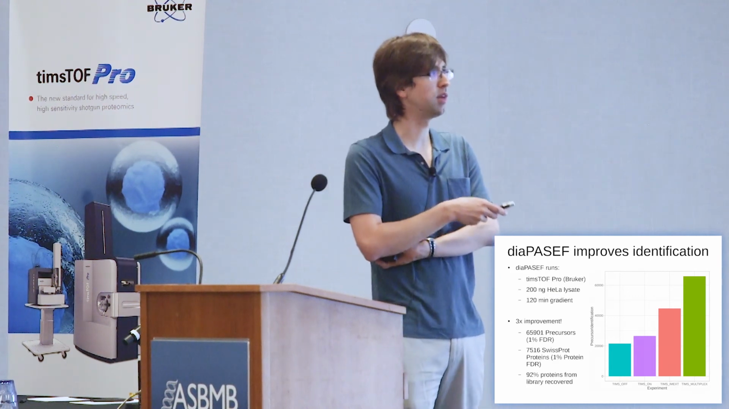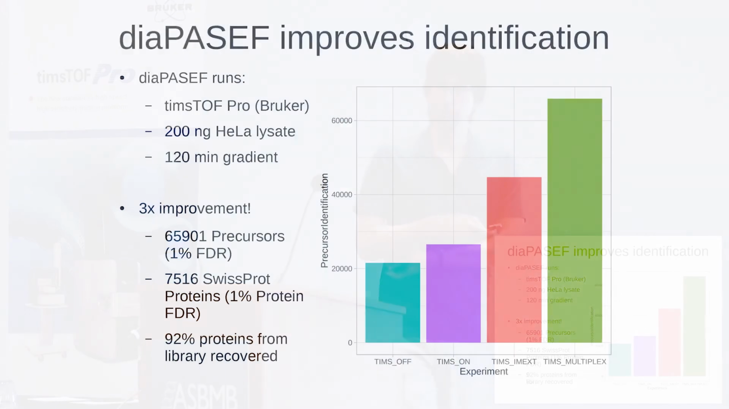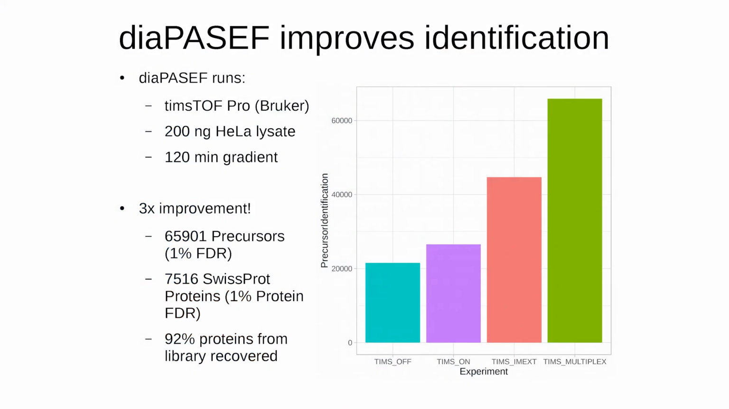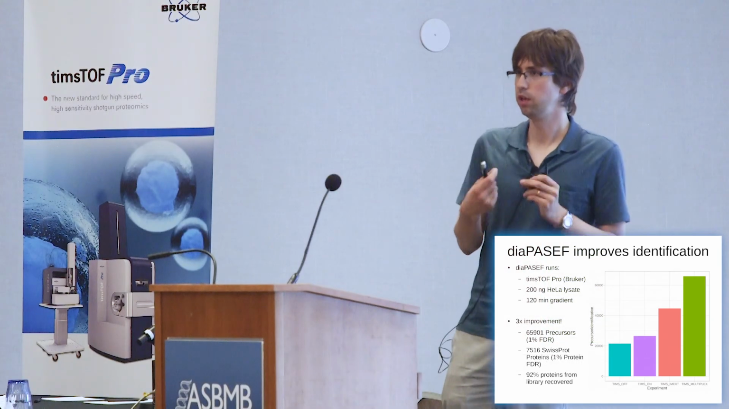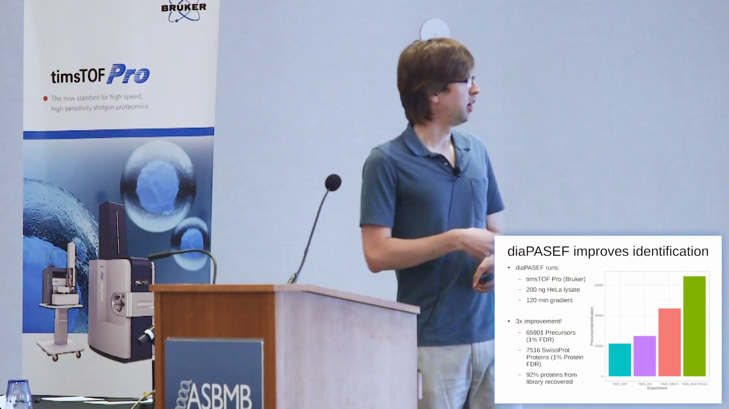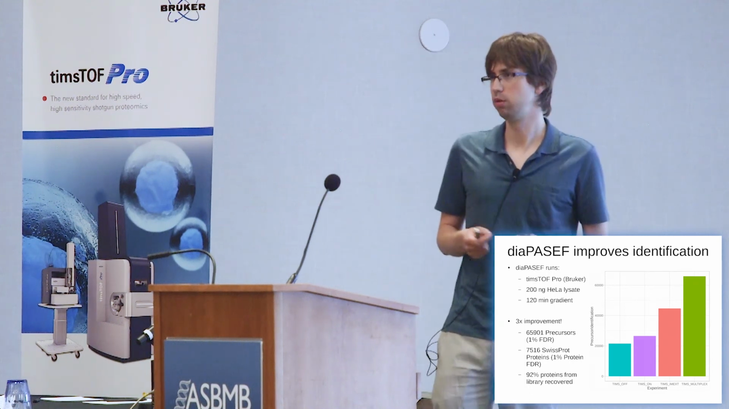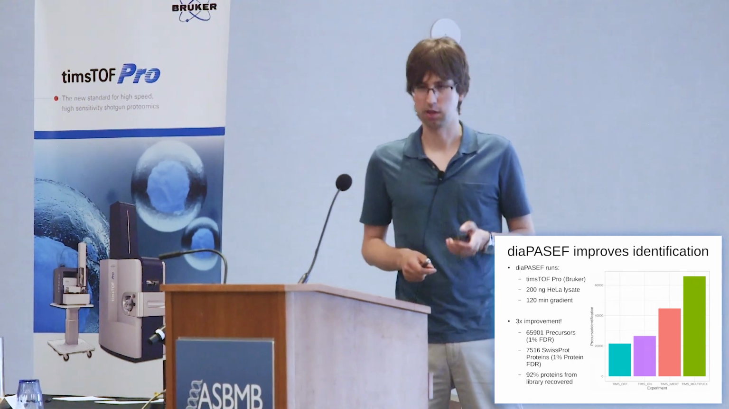So if we put all of these numbers together, we found a 3-fold improvement compared to running DIA or SWATH on a regular QTOF type of instrument, reaching now about 65,000 precursors. We are now pushing this number even further, and we are on the order of 7,000 or more Swiss-Prot unique proteins that we can identify at 1% protein FDR, which corresponds to about 92% of the proteins in the library. So this is close to very complete coverage of the proteins that we know are present in that particular sample.